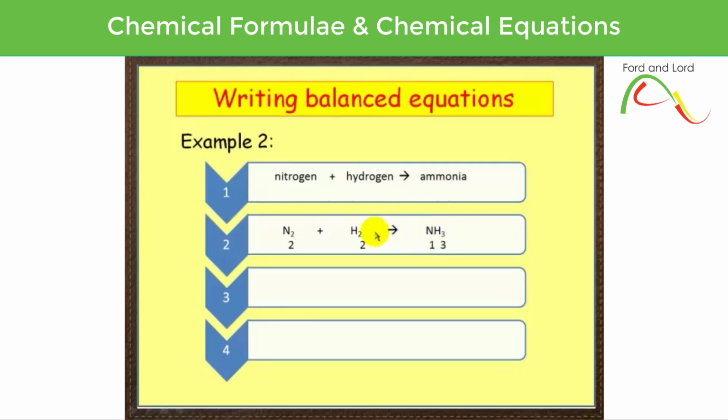So we need 6 hydrogens here. We've got 2 at the moment. What can we do about it? We need 6. Well, yes, you see it? Put a 3 there. 3 times 2 is 6. So we go N2 plus 3H2 gives 2NH3. It should be balanced. So look. Hey, how about that then? Look at that. 6. Whoa. And let's put the state symbols. There we go. We have just written a complete balanced equation.